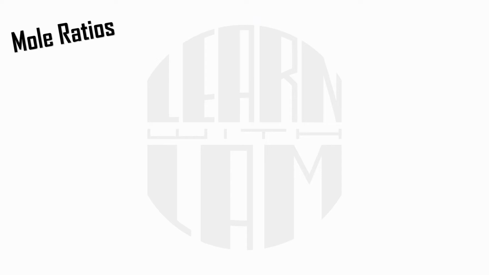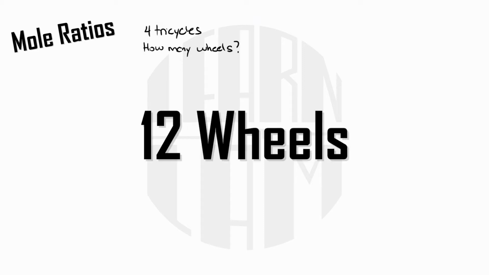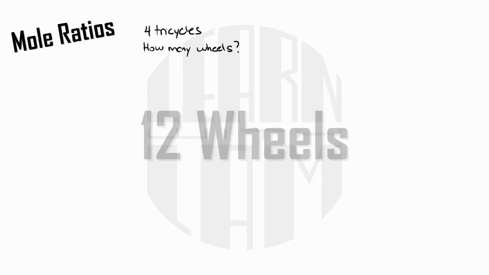I'm going to start off by proving that you actually know how to do ratios logically, and hopefully that gives us some confidence moving forward. Let's start with a practice problem. If you have 4 tricycles, how many wheels do you have? If you said 12 wheels, you got it.